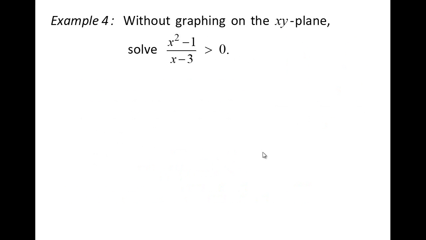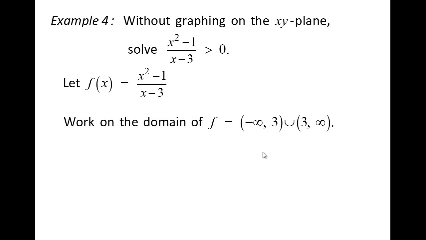Okay, without graphing, solve this inequality. Here we have a rational function. To figure out where it is positive, that is, we want to figure out the values of x for which this function is positive, the first thing we're going to do is figure out where the function is undefined. So the function is undefined when x is 3. So the domain of the function is the interval from -infinity to 3, union 3 to infinity, excluding 3, of course.